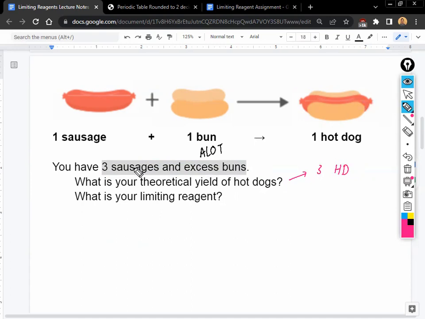Because once you make 3 hot dogs, what do you run out of? You run out of sausages, right? Once you make 3 hot dogs, you use all your sausages, and the only thing you have left over are the buns. You can't make another hot dog because you've already used all the sausages. Yes, you do have too many buns.